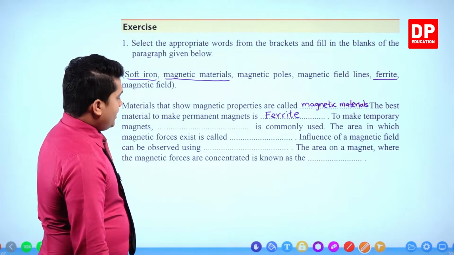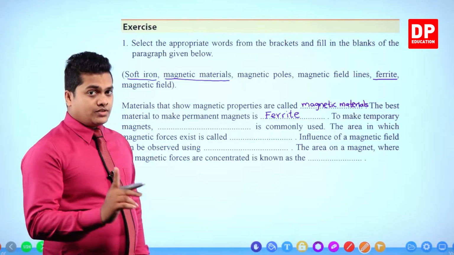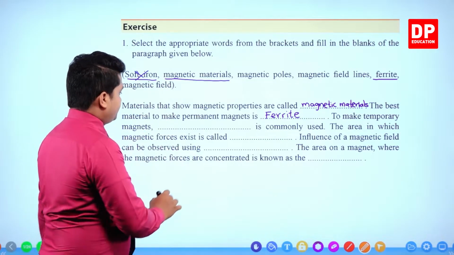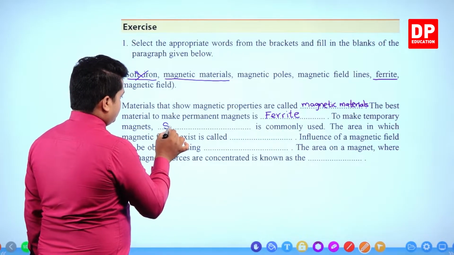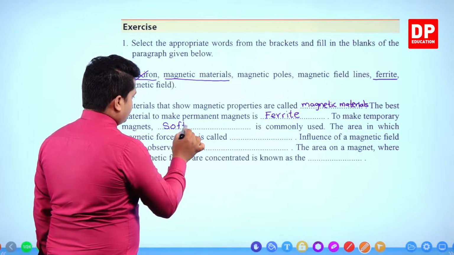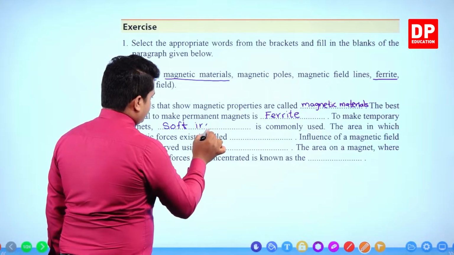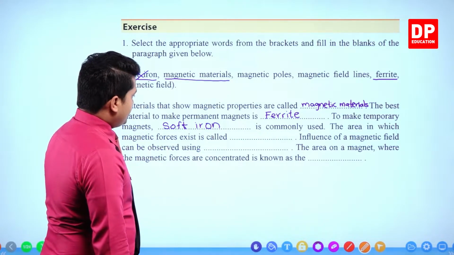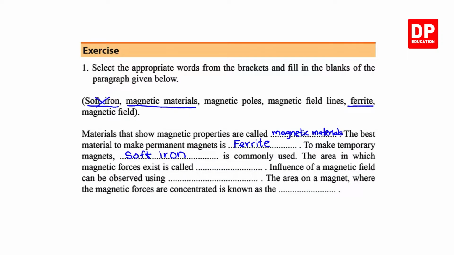Right. To make temporary magnets, once again, we use soft iron. So to make temporary magnets, soft iron is commonly used.